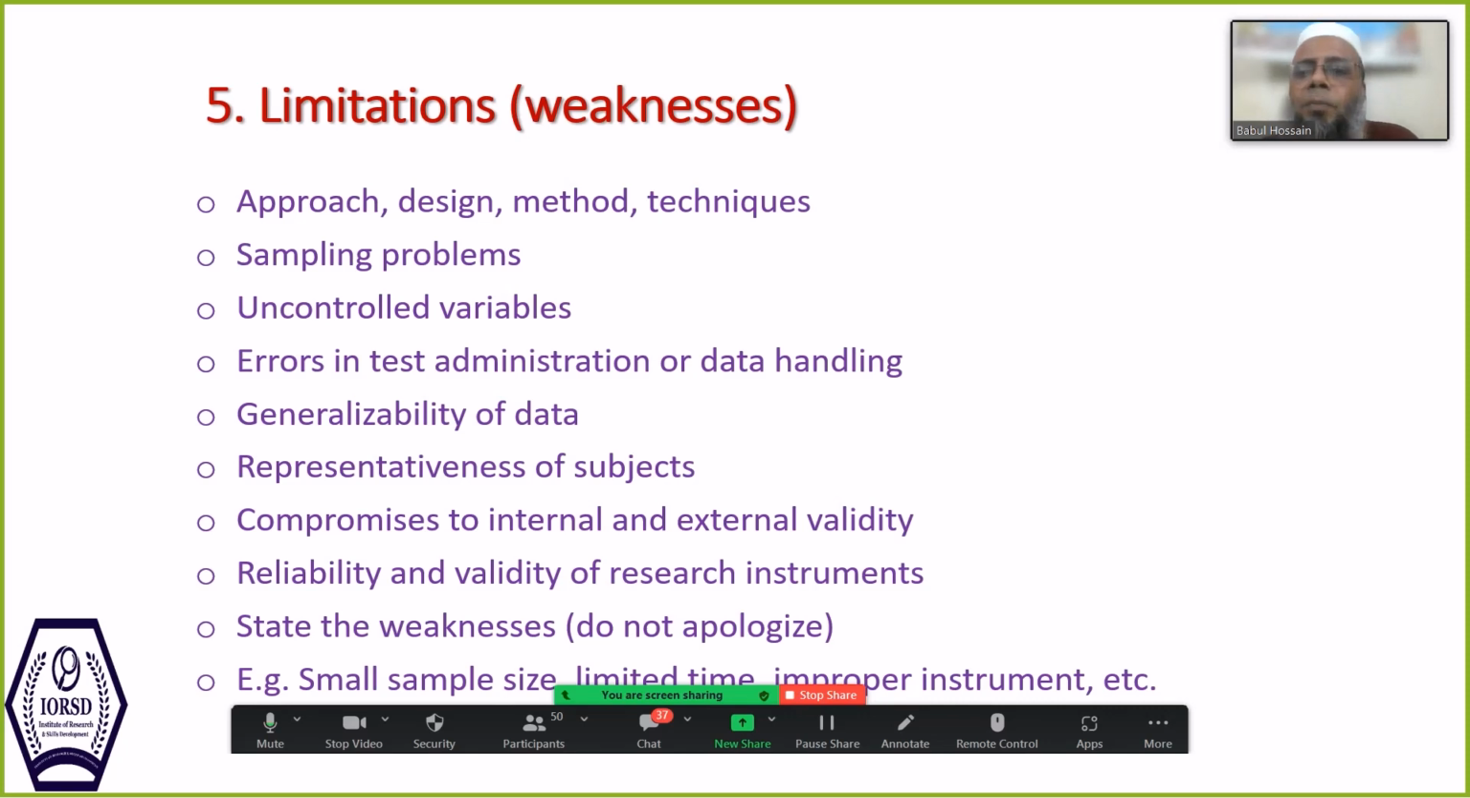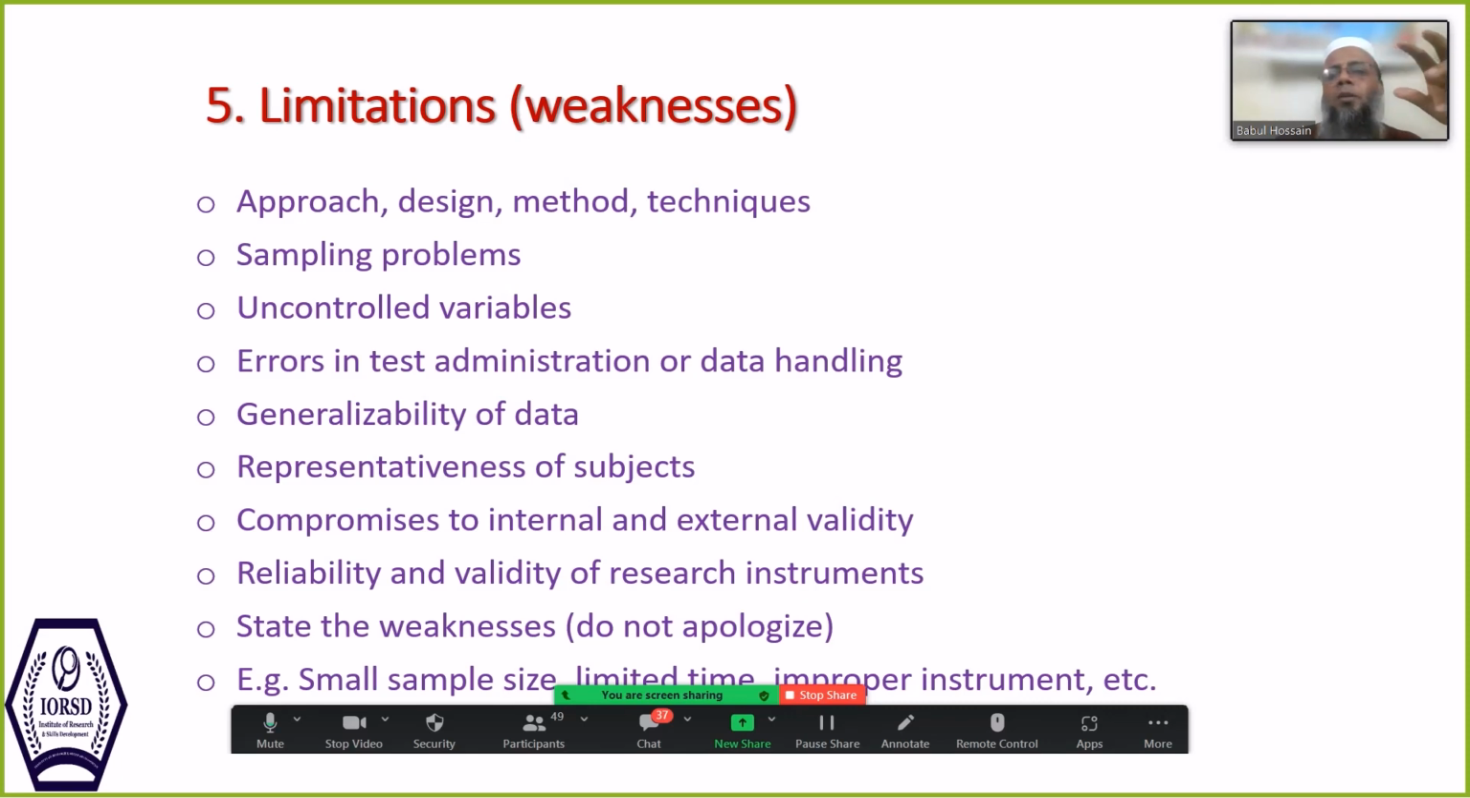So how to write the limitations or the weaknesses. The approach, design, methods, techniques: you can give the limitation, or state what the approach, the design and the methods you used were. You can make it a limitation, why you did not use the other one. So you will state that my study has been limited to using this one, so further study can be done using the other approach, design, methods or technique.